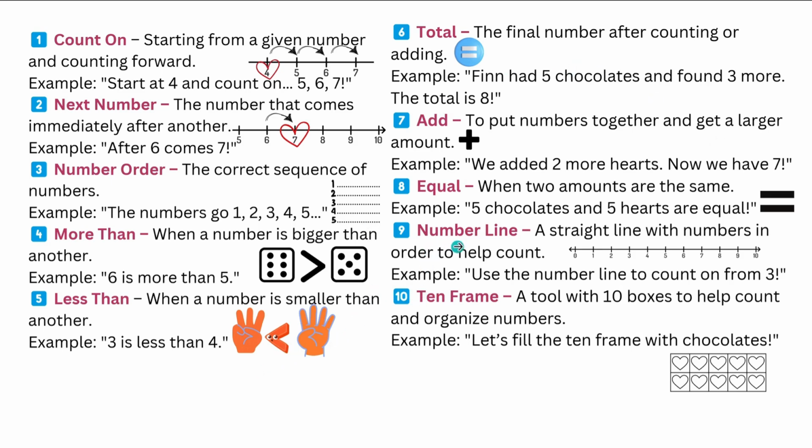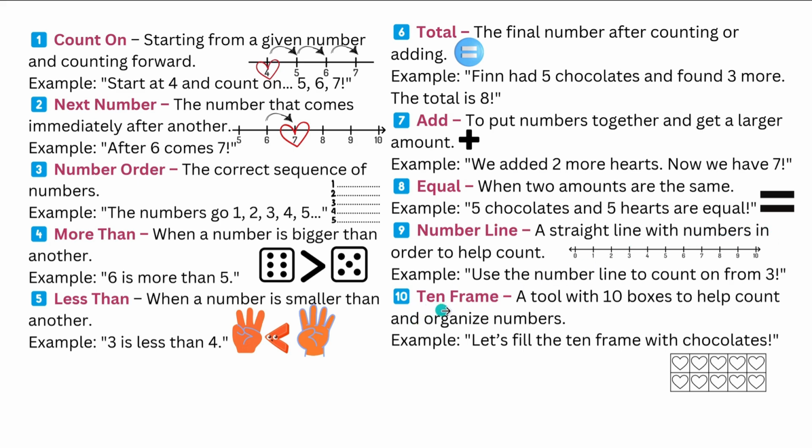The next term is number line, a straight line with the numbers in order to help count. An example of this is using a number line to count from 3. So this is an example of a number line. If we started at 3, you could use it to count forward.